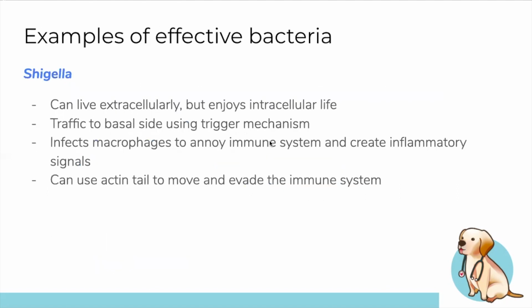An example of something that can do this is Shigella. It uses the trigger mechanism, which is punching the hole to inject some stuff, and then it infects non-phagocytic cells to annoy the immune system. It's also able to use an actin tail, similar to what we had seen earlier. And once it does that, it can just move between cells and doesn't really have to leave the cells to be exposed to the body environment with more immune cells.